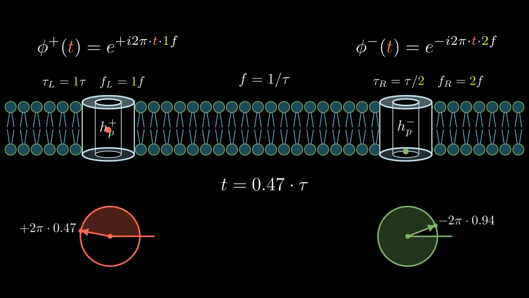At time t equals half tau, the arrow on the left rotates a half circle, corresponding to the ion crossing on the left as half done. During the same period of time, the arrow on the right rotates a full circle, corresponding to one complete ion crossing on the right. As time passes, the combined system continues evolving.